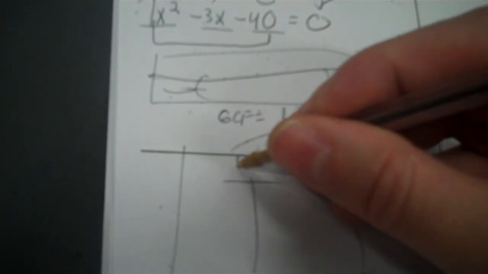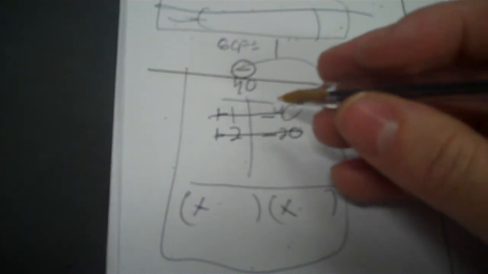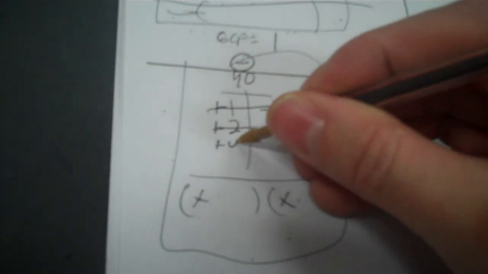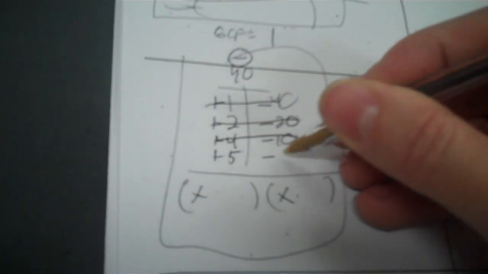1 times negative 40 is negative 40. Negative, so it's a positive times a negative. You're adding to try to get to negative 3. 1 and 40, no. Divide by 2, I get 20. No. 3 is a decimal. Divide by positive 4, you get negative 10. No. Positive 5, you get negative 8. Yup. 5 plus negative 8 is negative 3. You got the right signs and everything.